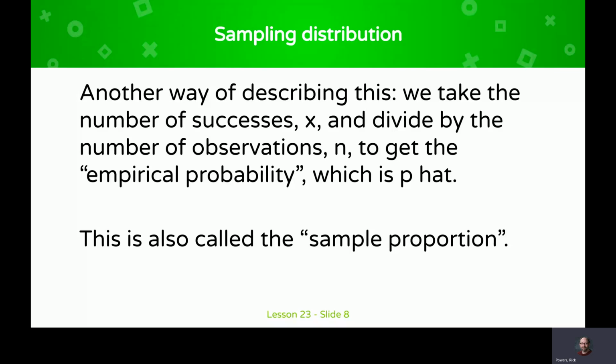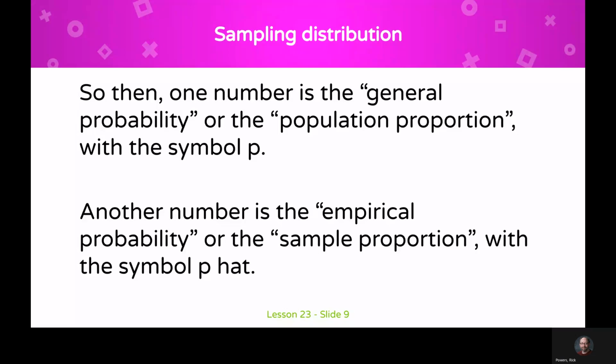Another way of describing this, we take the number of successes, x, and divide by the number of observations, n, to get the empirical probability, which is p-hat. This is also called the sample proportion. So then, one number is the general probability, or the population proportion, with the symbol p. Another number is the empirical probability, or the sample proportion, with the symbol p-hat.